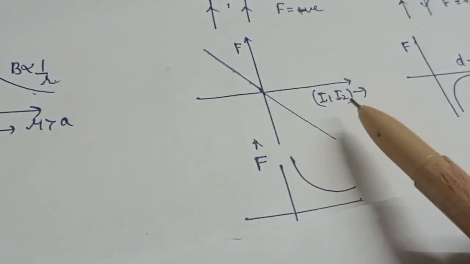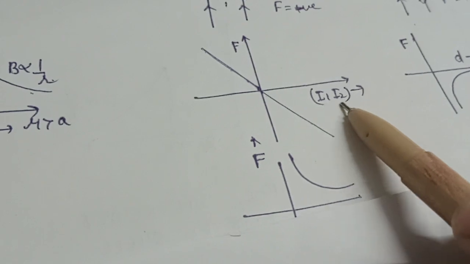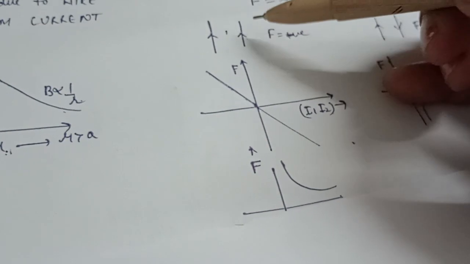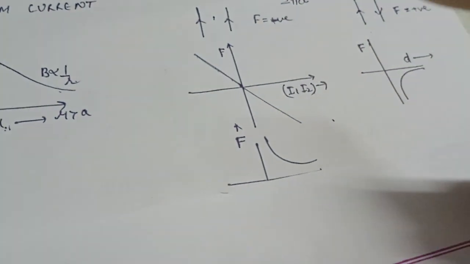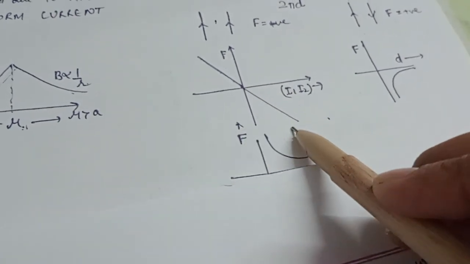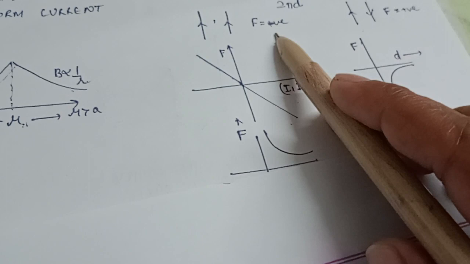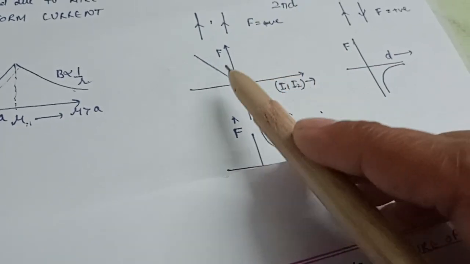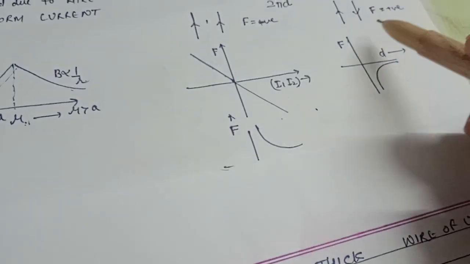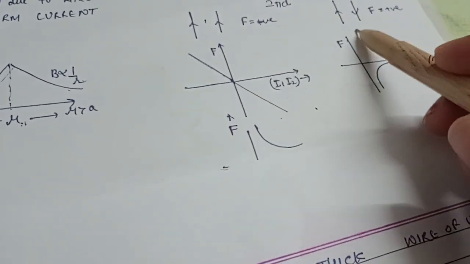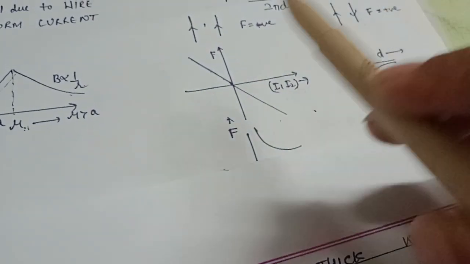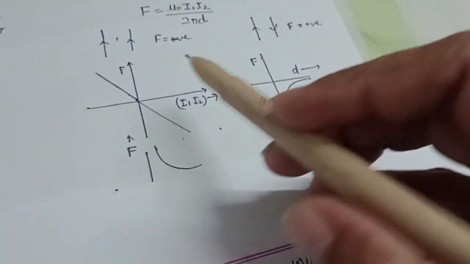The graph is between force and the product of the two currents. This product of currents may be positive or negative. If both are positive, both have the same direction. So we take the force and current graph like this, because this is attractive force, and for attractive force we always take negative. And if current is flowing in opposite directions, it means they repel each other. For repulsion, I1 into I2 is taken as negative because one direction is positive, then the other is negative. But force is positive, so we take this graph.